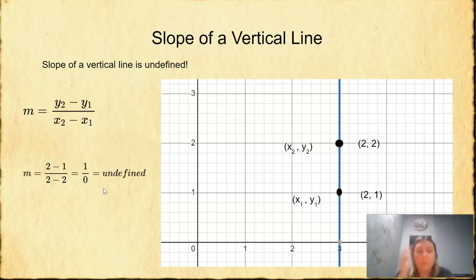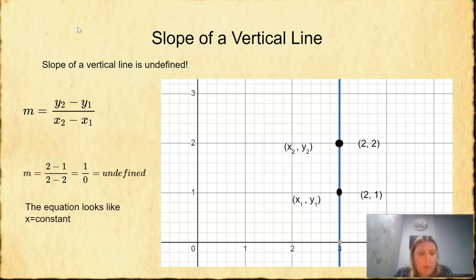This is one of the most fundamental rules in math, which is why we say the slope of a vertical line is undefined. This is why. This is literally where it comes from. So, when you are asked about the slope of a vertical line, we know it's undefined.